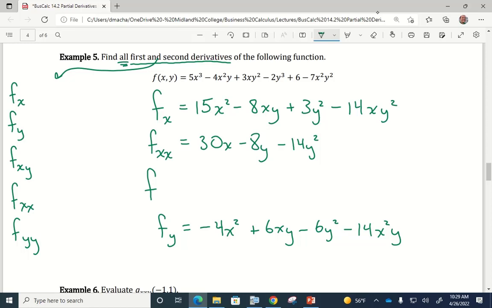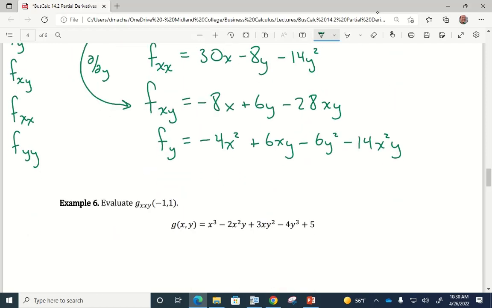What if I want to take the mixed partial fxy? Then I'm going to start from fx and take the derivative with respect to y, or I could actually start from fy and take the derivative with respect to x. It doesn't really matter. And so let me start from here and take the derivative with respect to y here. So the first term goes away, the second one becomes negative 8x, the third term here becomes plus 6y, and then the last term becomes minus 28xy.